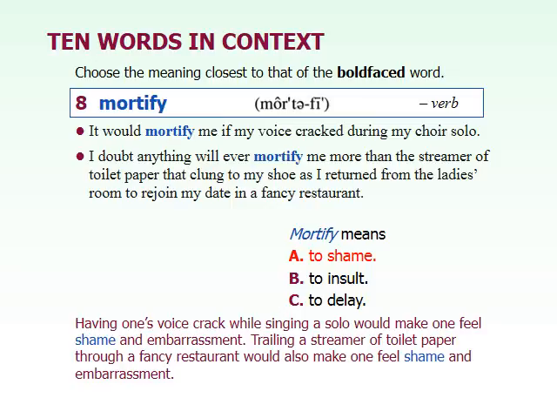So I don't know that the first example is such a good example if you're not a singer, which I'm not. But the second one is the person is at a fancy restaurant and they have toilet paper coming out of their shoe, and they're walking across this fancy restaurant with toilet paper on their shoe. So it would be so embarrassing that you wish that you were dead.